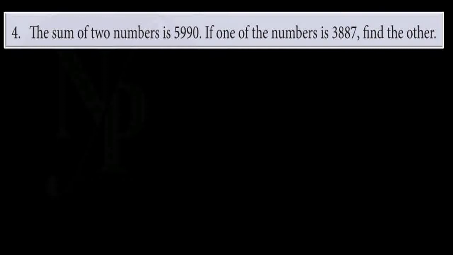Question number 4. The sum of two numbers is 5990. If one of the numbers is 3887, find the other. So here the sum of two numbers is given.